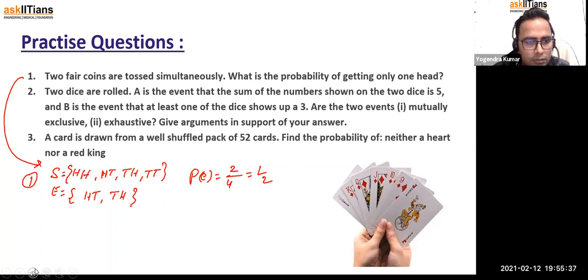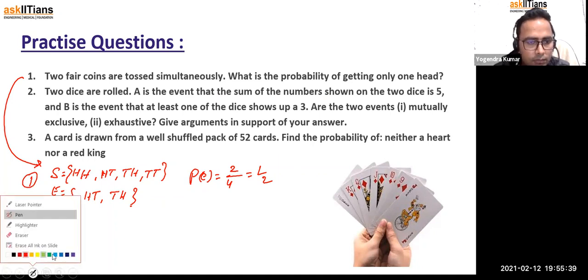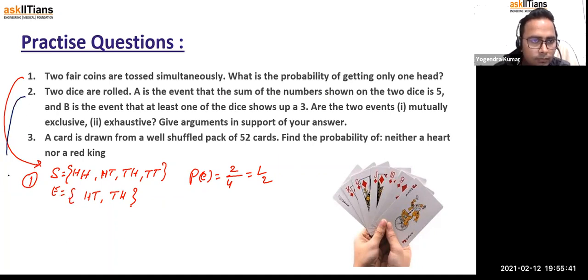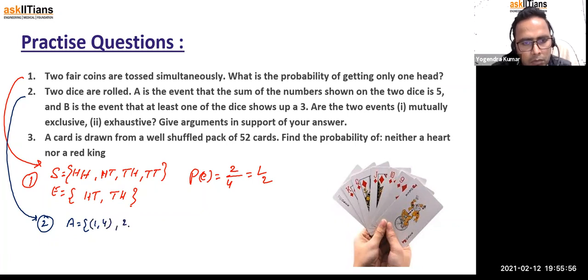Now let me do the next question. Okay, two dice are rolled. A is an event that the sum is 5. We want sum as 5. So 1,4; 2,3; 3,2; and 4,1. Like this we want, right?